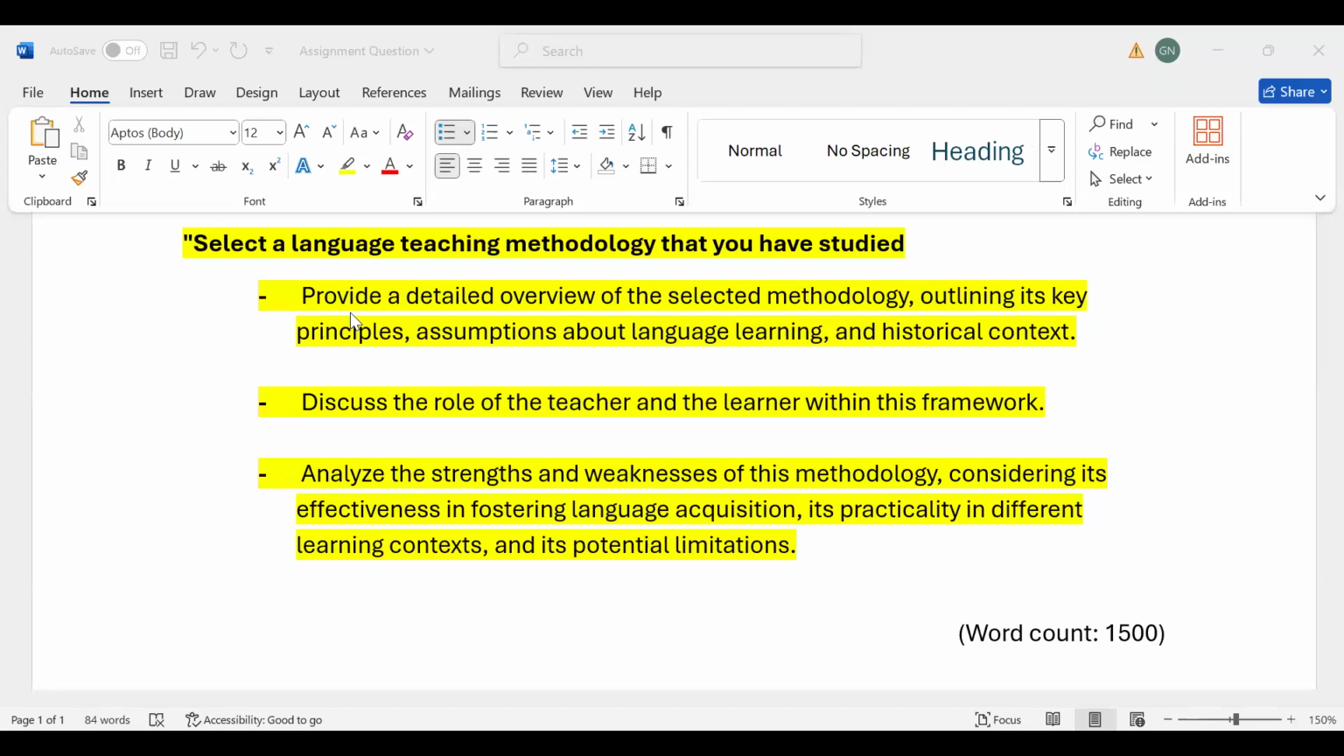Madam, if we are writing the role of the teacher, can we write it in point form, madam? No. Essay-type answer. Okay, madam. 1,500 words. All these are essay-type answers, one paragraph after the other. Okay, madam.